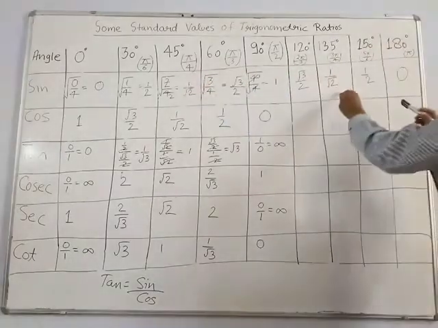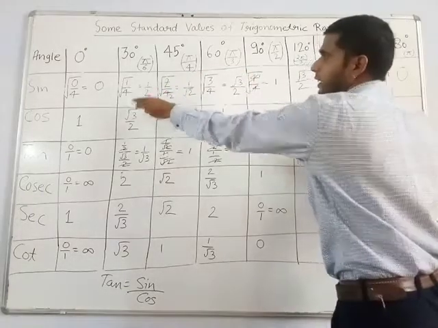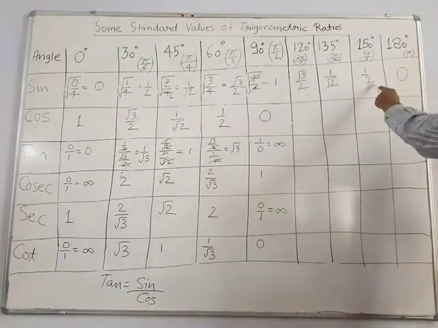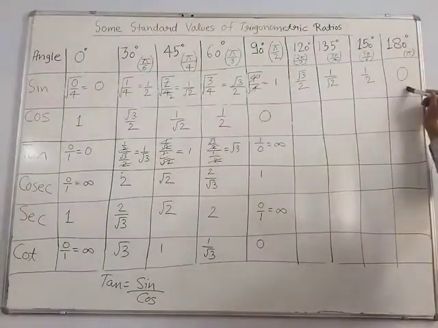Sin 45, sin 135 same value. Sin 30, sin 150 same value. Sin 0 and sin 180 same value.